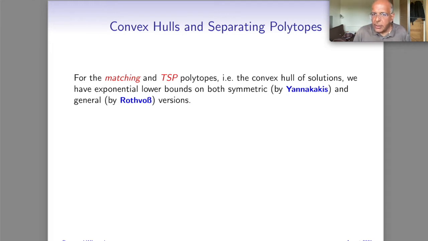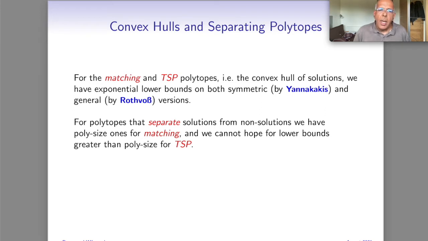In the symmetric case, and that's down to Yannakakis, and even in the general case, without assumption of symmetry, as proved by Rothvoss. But if we relax the notion of what we want, that is, we look for polytopes that separate the solutions from non-solutions without necessarily getting the convex hull, then the problem simply becomes, is the language in P/poly?